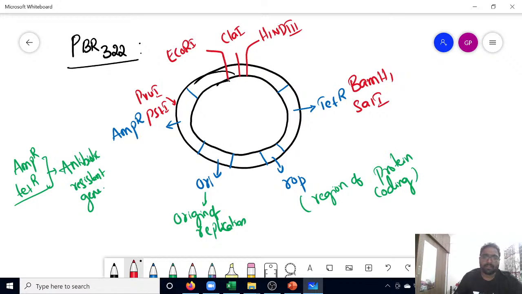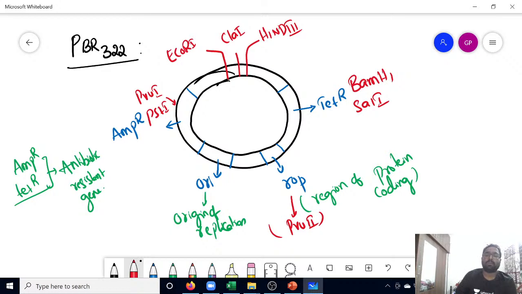Okay, and then here rop is there. At rop we have PvuII. What is PvuII, students? Proteus vulgaris 2.